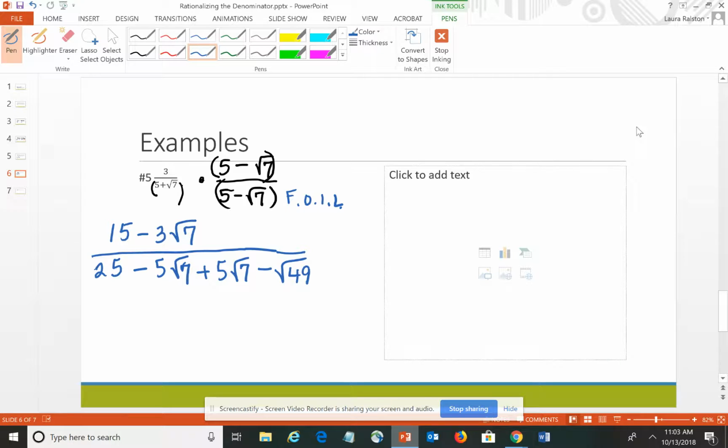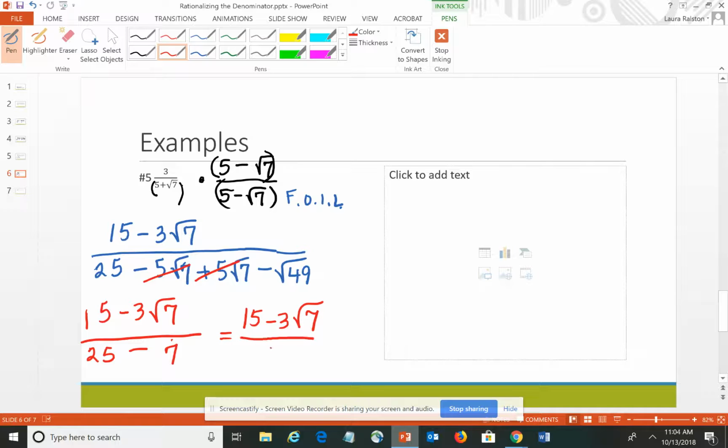And then I'm going to do some simplifying here as much as I can, combining like terms and so forth. So I have 15 minus 3 square root 7 all over 25 minus 5 square root 7 plus 5 square root 7 zeroes out, minus the square root of 49, which happens to be 7. So we have 15 minus 3 square root 7 all over 18.